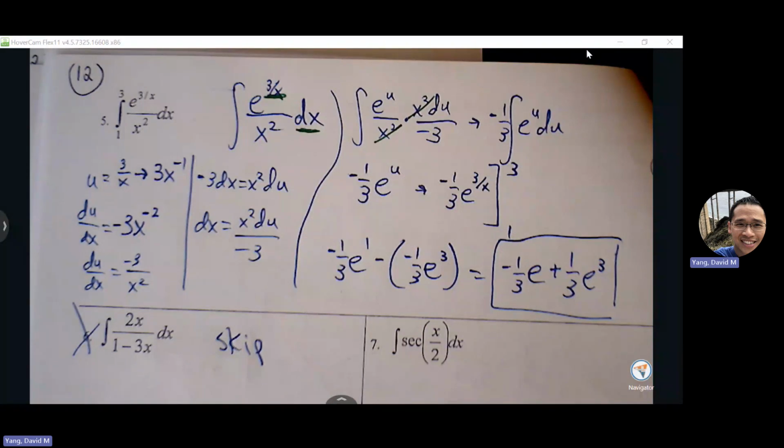Yeah, so these are two separate problems. The u value here is 3x, the u value here is 4x. Yes, split it up. Two independent problems.